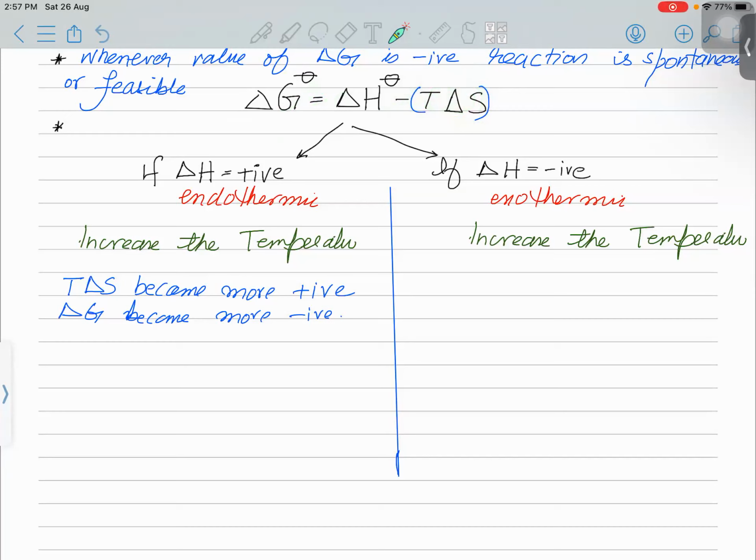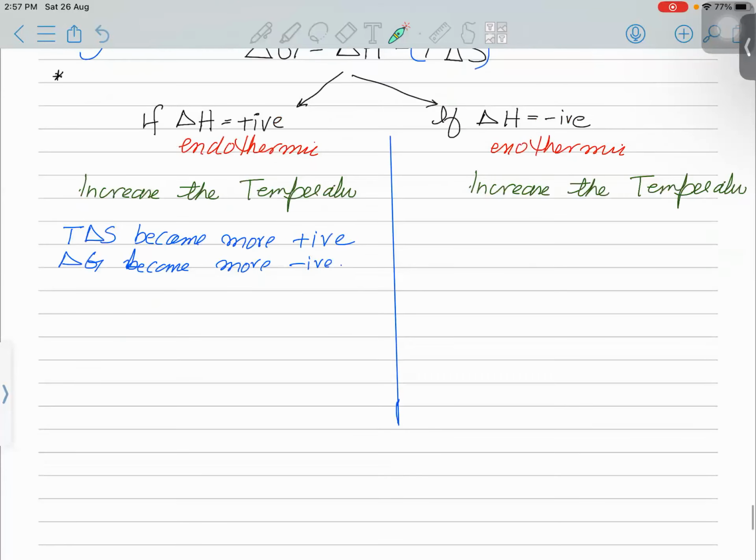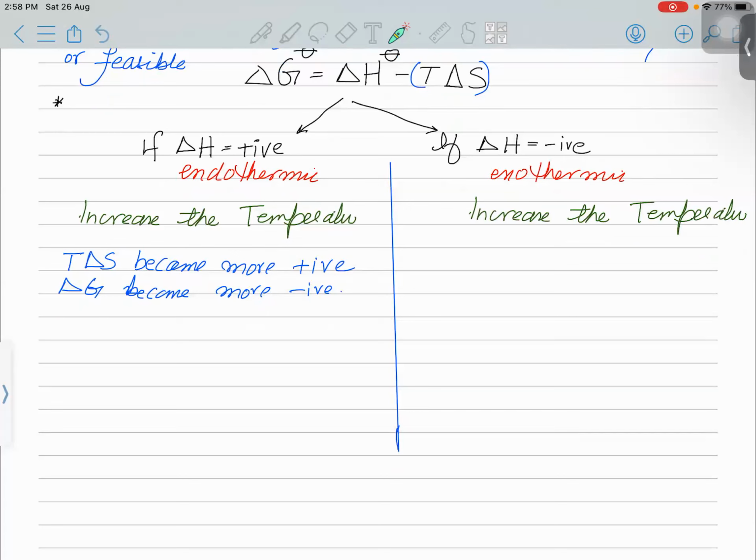Okay. Next, for exothermic, when delta H is negative and you increase the temperature, T delta S becomes more positive. This value becomes more negative. This is also negative. Reaction becomes more feasible. We will discuss this phenomenon again when solving past papers. Are you getting my point?